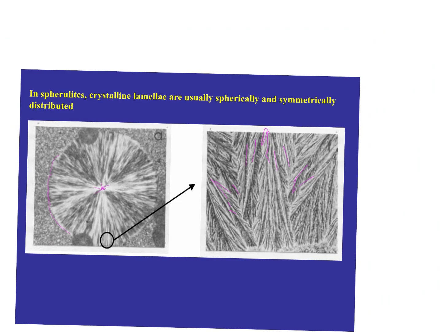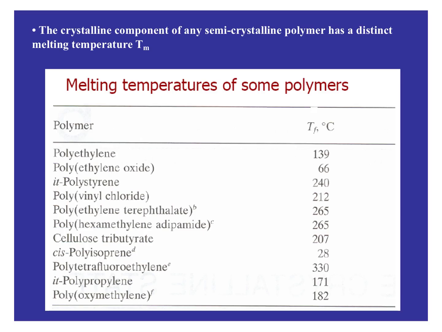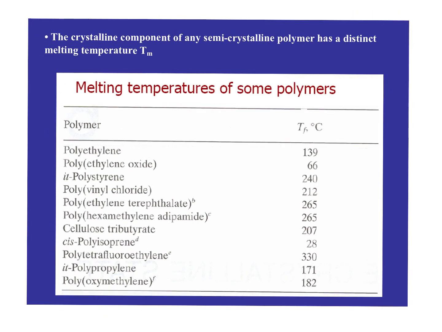And of course, there's also amorphous content present in the systems as well. And so these have distinct melting points, much like what we saw with the glass transitions.